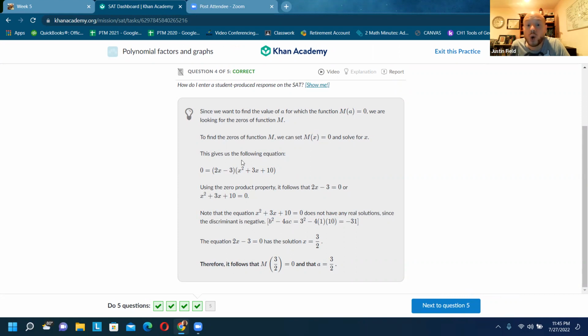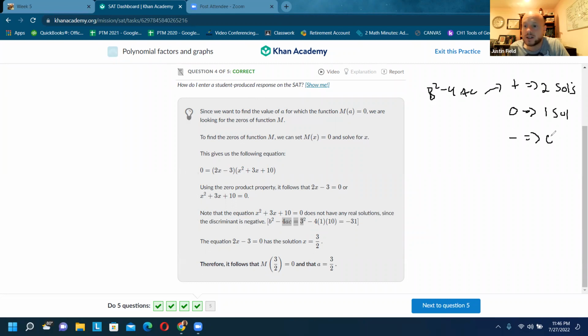Oh, actually this one has the discriminant is negative. Do you remember the discriminant? Let's talk about that just really quick. The b squared minus 4ac in the quadratic formula, if that is positive, then that implies 2 solutions. But if b squared minus 4ac is 0, that implies there's 1 solution. And if it's negative, that implies there is 0 solutions. Don't forget about the discriminant.